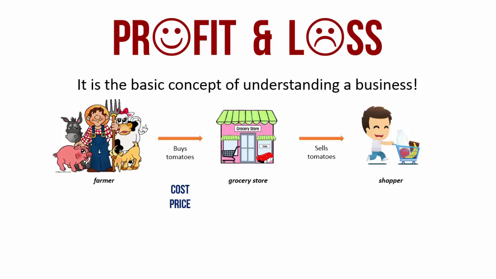Now the tomatoes are displayed in the shop and the shopper comes into the shop in order to buy the tomatoes. The shop would have a displayed price on them and the customer would buy the tomatoes from the shop at a certain price. The price at which the grocery store sells the tomatoes to a customer is known as the selling price.